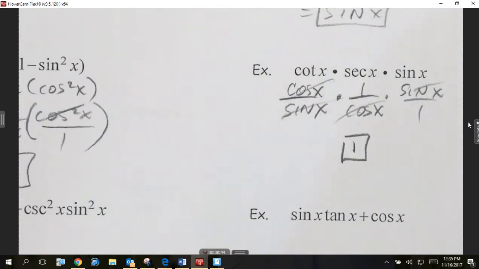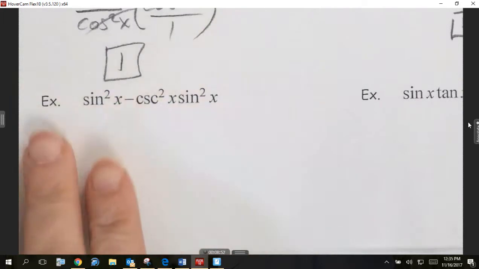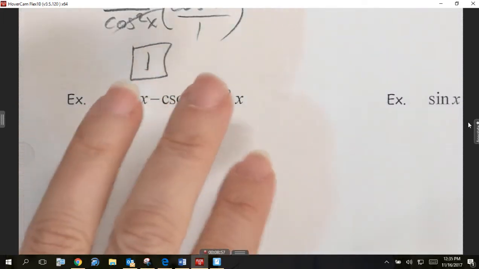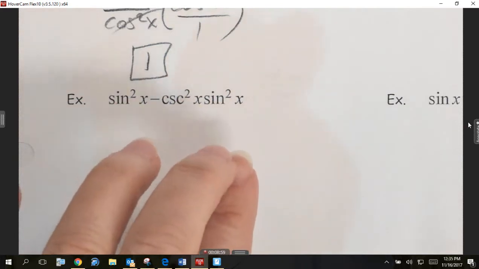So some of this is really just knowing what they equal, and then some of it is being able to think ahead about what you need to do to simplify. This one here, I don't know if anybody's come up with the best way of doing this one on your own, so I'm just going to tell you what it is for this one.